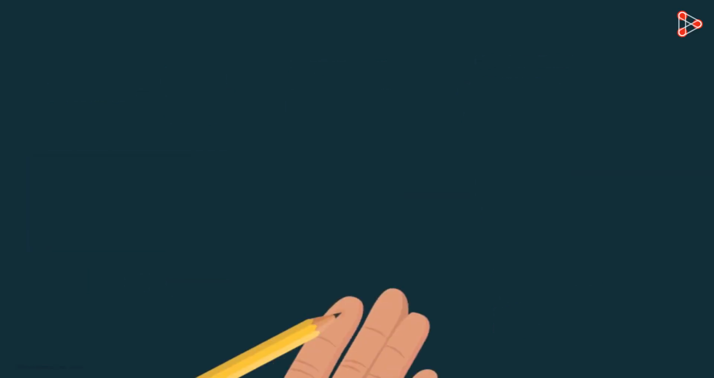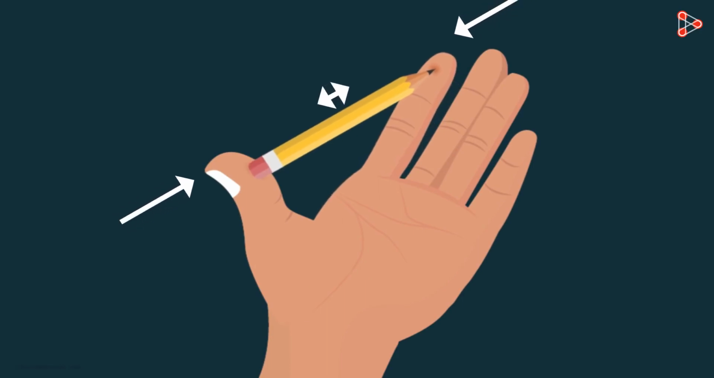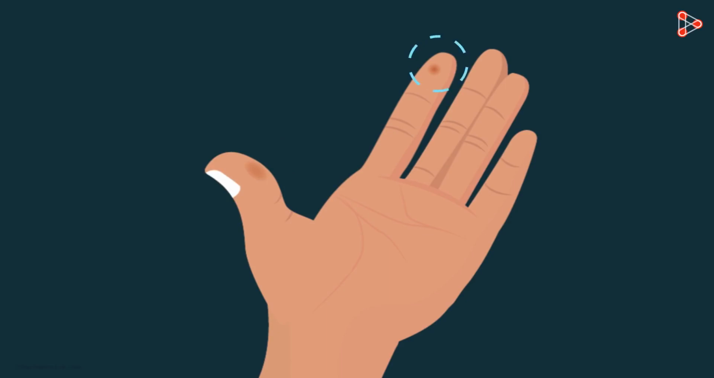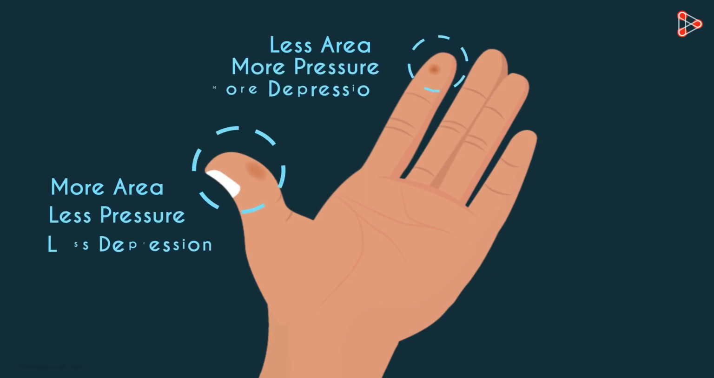What happened in the first situation? As we apply an equal force from both ends, then as per Newton's third law, the pencil will also apply an equal and opposite force on the fingers. But the depression was more on the index finger. That's because the area on which the tip of the pencil applies a force is lesser as compared to the area on which the other end of the pencil applies a force. As the area is lesser, the pressure is more. And that's why the depression is more.